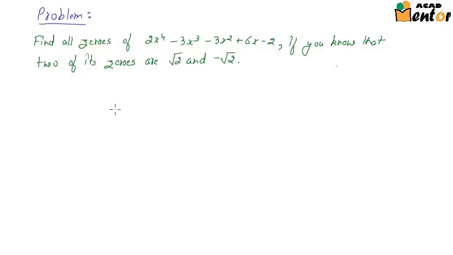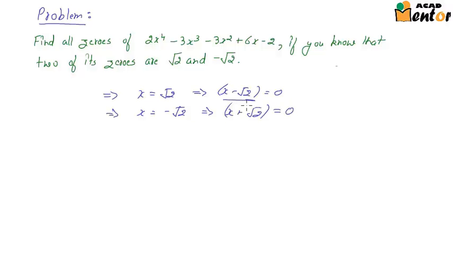So the zeros are root 2 and minus root 2. Then we can say that the corresponding factors would be: x = root 2, or x - root 2 = 0. Also x = minus root 2, or x + root 2 = 0, which means that these two are the factors of the polynomial. Their multiplication would also be a factor of the polynomial.